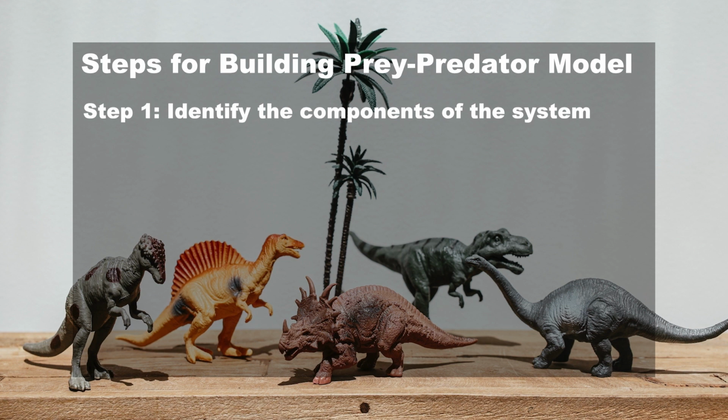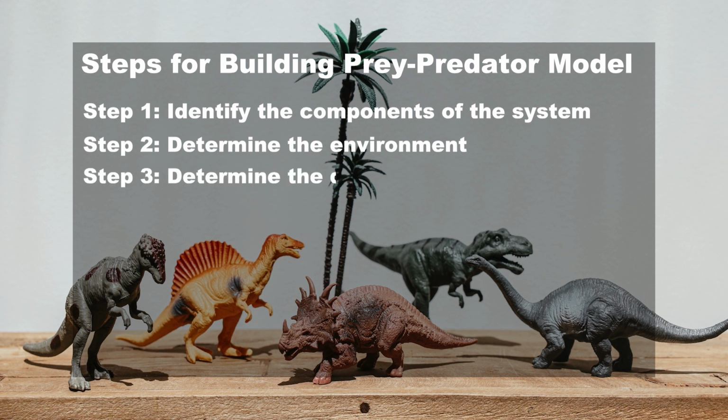The second point is to determine the environment. The types of environment being modeled will have an effect on the dynamics of the system. This includes the size, shape and composition of the environment as well as other environmental factors like weather, temperature and predator-prey interactions.